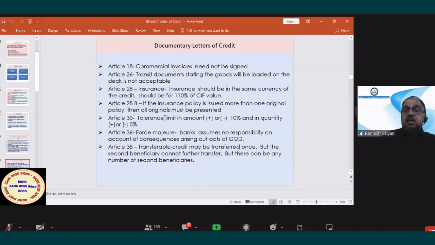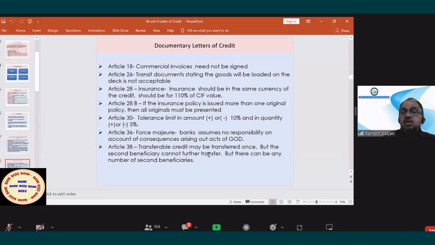Then Article 30 speaks about plus or minus. If nothing is specified, if the amount varies by 10% or quantity varies by 5%, it is accepted. It is not a discrepancy. Then force majeure is, if the documents are not presented, or the bank is not able to negotiate, for a reason beyond the control of the banks. Flood, bank is not open. By the time the documents expired, bank is not responsible. Customer has to amend the LC.